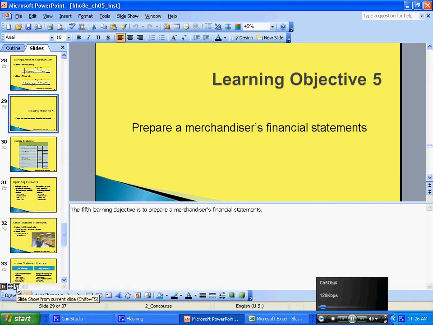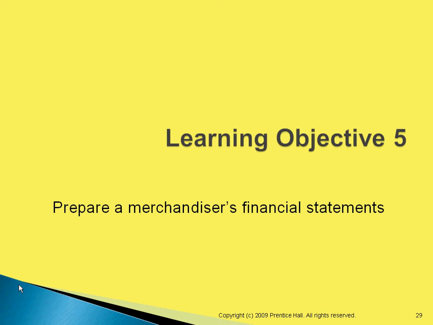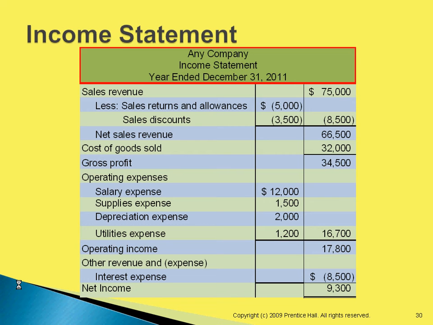Next, we have our fourth objective in Chapter 5, and that is preparing a merchandiser's financial statements. The skeleton appears on slide number 40. We're going to take our net sales minus our cost of goods sold to come up with our gross profit. We talked a little bit about this earlier.